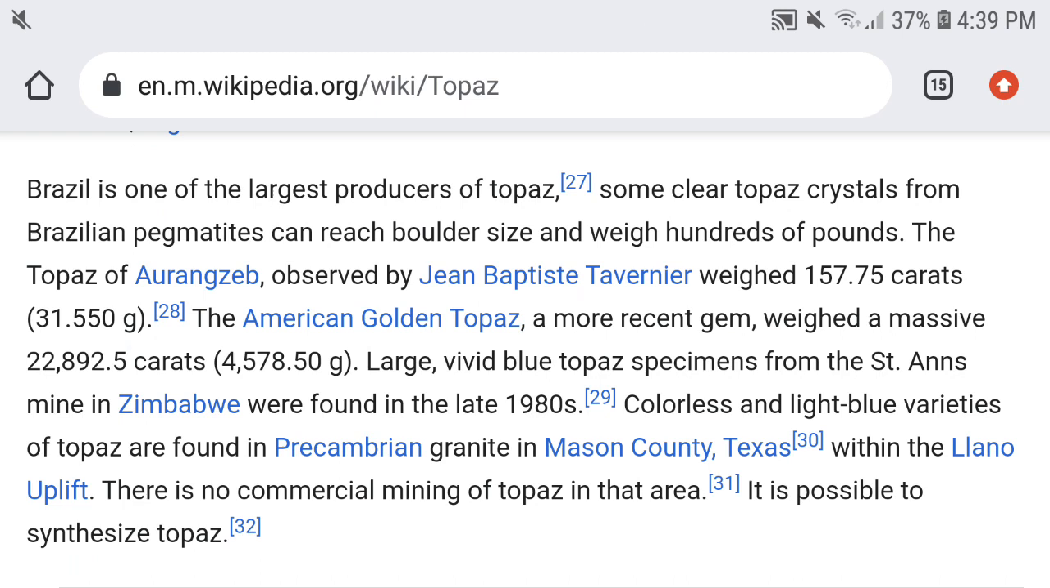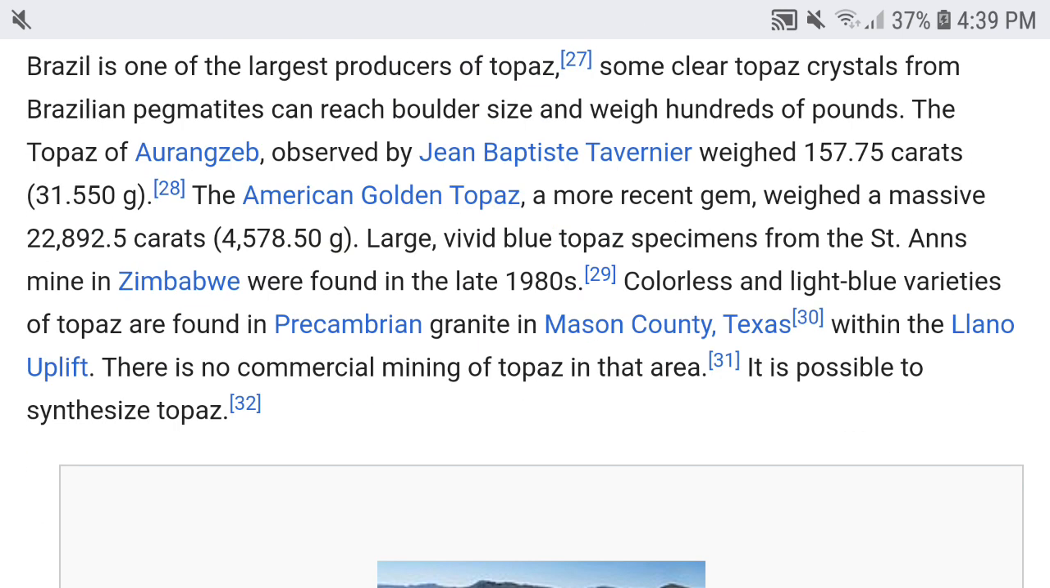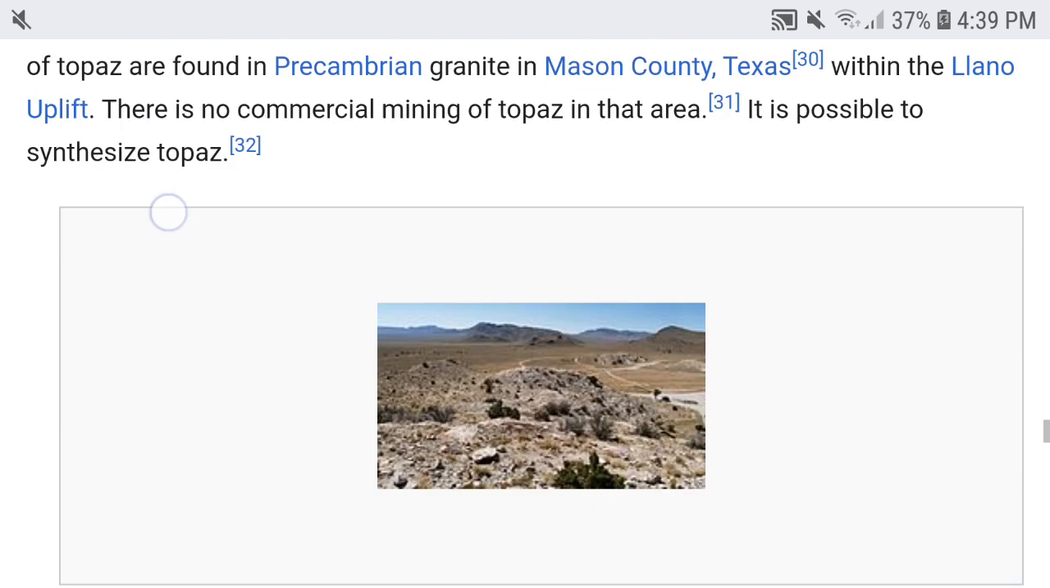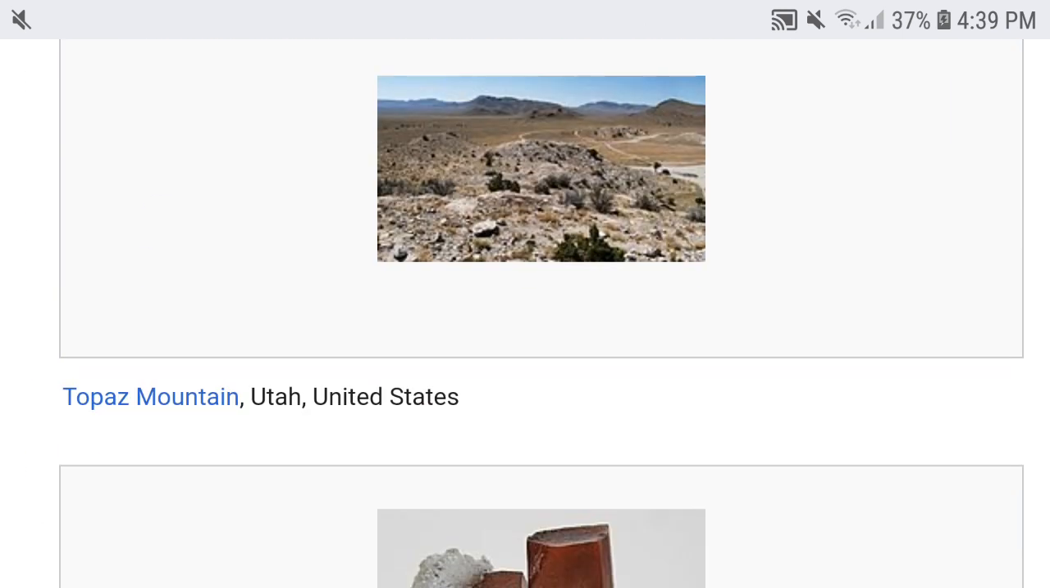I feel like, especially when you don't have the diagram of the crystal, it'll be a little bit difficult to make this. So you need trial and error to determine the exact temperature and pressure, I guess, to create one of these. Okay, this is Topaz Mountain in Utah, United States.